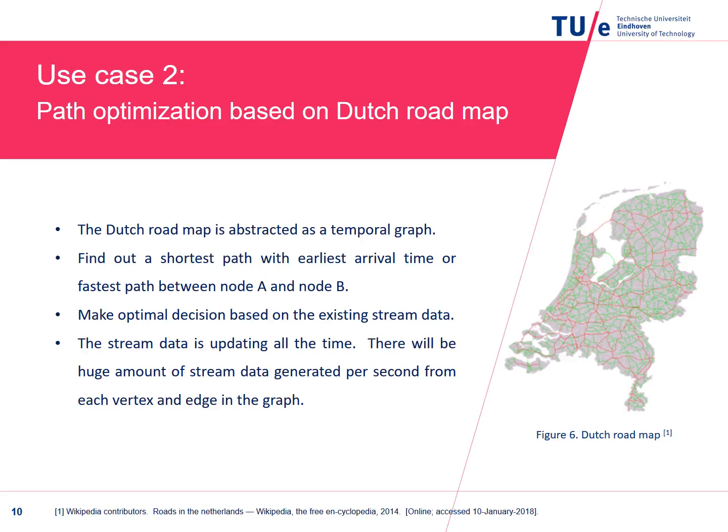In the second use case, we still focus on the path optimization problem, but we change to road traffic. Figure 6 is a Dutch road map. We can treat the crossings as vertices and roads as edges. Again, if we want to find out the earliest time to arrive at another place, we can collect and analyze the real-time traffic information. However, the difference is that, unlike the periodically updated flight information, there will be massive traffic data generated per second. So we need to recommend the newest optimized route to the users based on the continuously updated data stream.